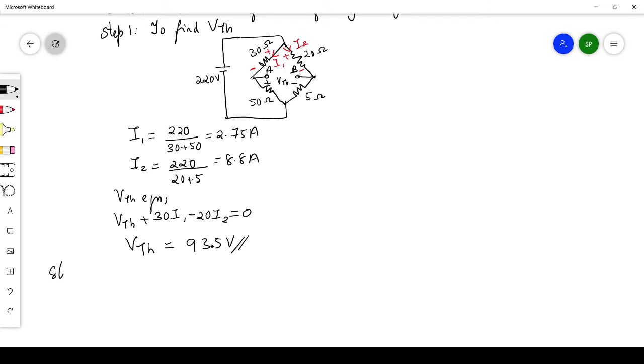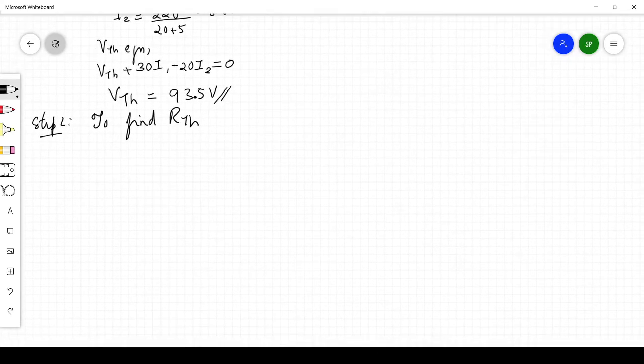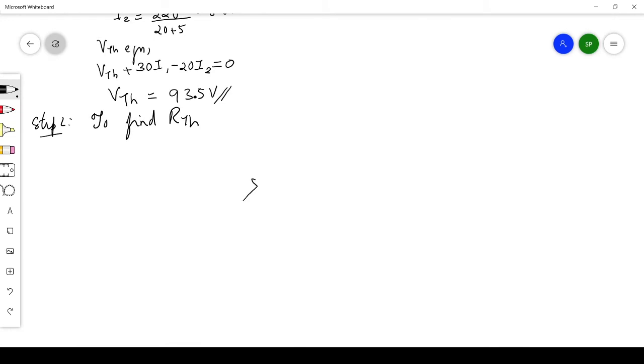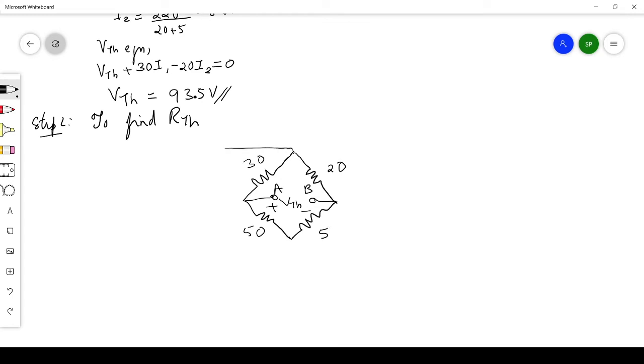The step 2 is to find RTH, that is the Thevenin equivalent resistance. For finding RTH, we have to look into the terminals from those open terminals. At the same time, you have to remove all the sources present. So here we have one voltage source. This one is A and B. Across this plus minus we have VTH, and here this one is 30, this is 20, this is 50, and this is 5. And we are shorting the voltage.